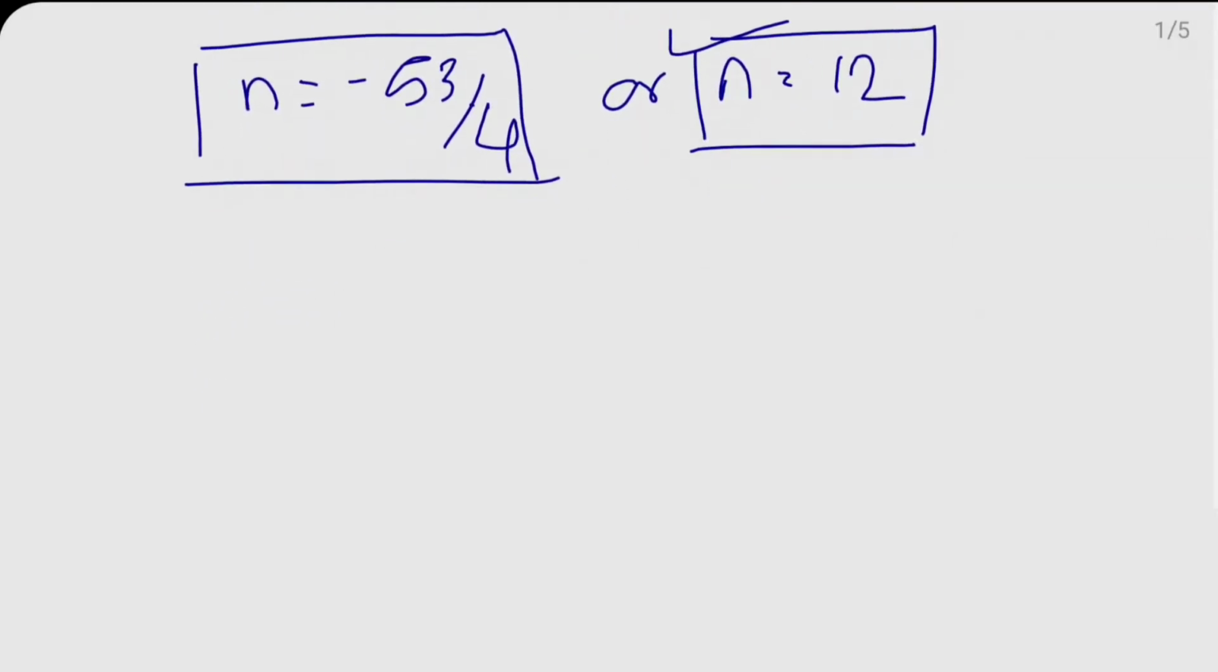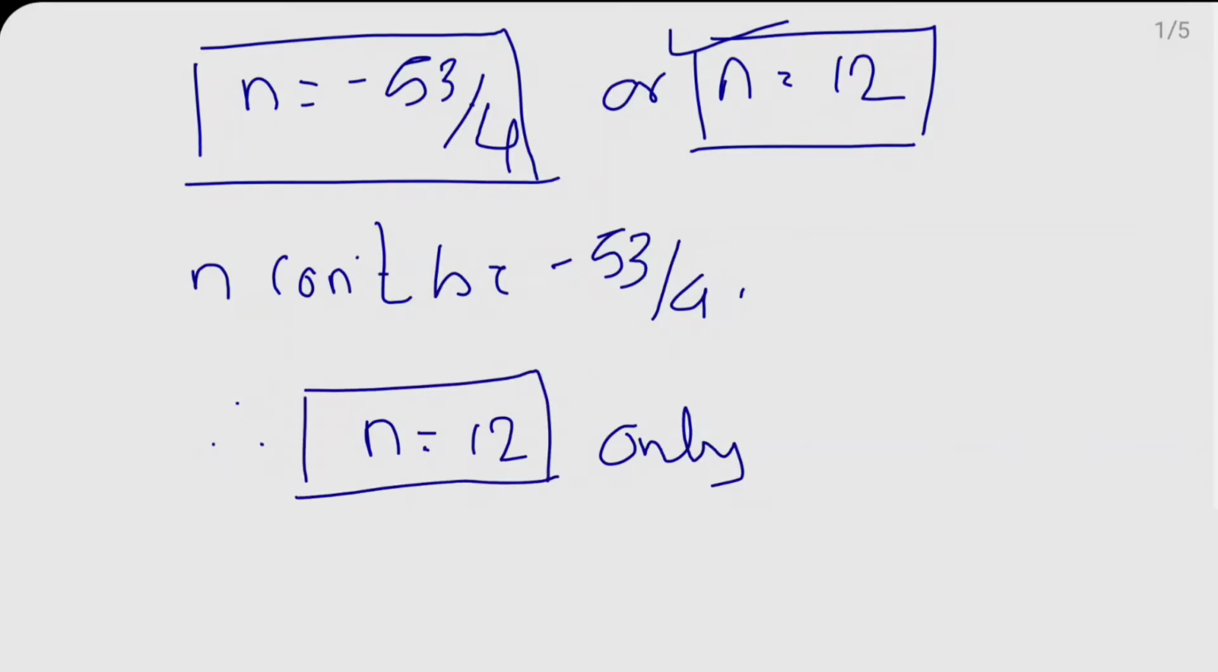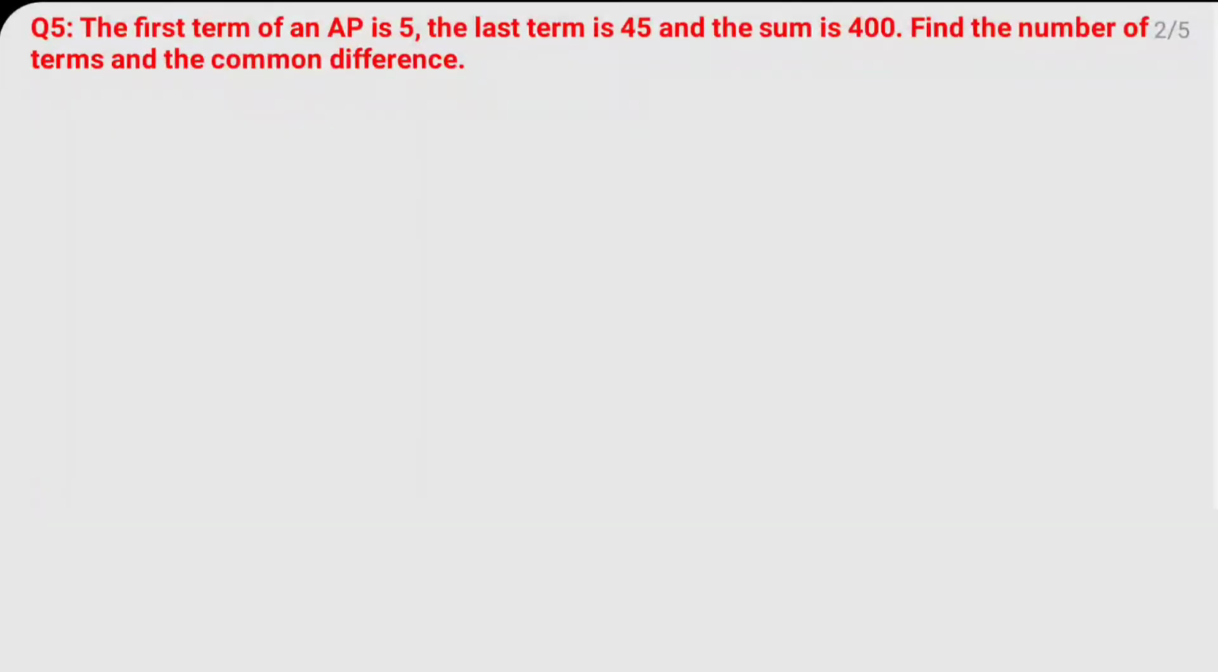So write down here, n cannot be minus 53 by 4, because as we know the number of terms can be neither negative nor a fraction. So therefore n equals 12 only. Is it clear? Well students, look at the next question.